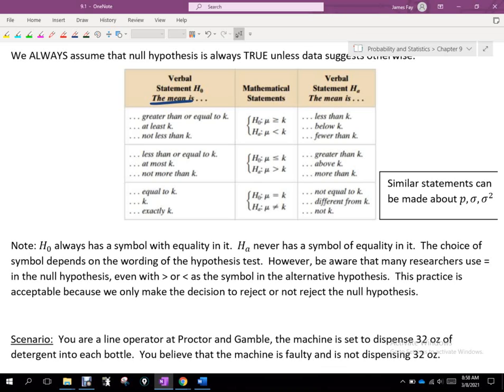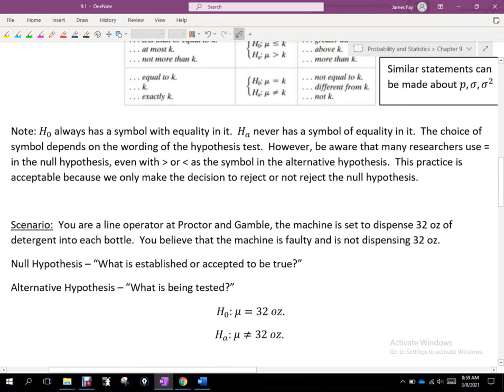But the idea is that we always assume that the null hypothesis, or the innocence, is always true until we can establish or generate enough data to refute that. We call it reject or not reject the null hypothesis.